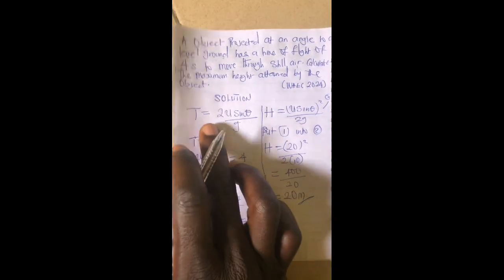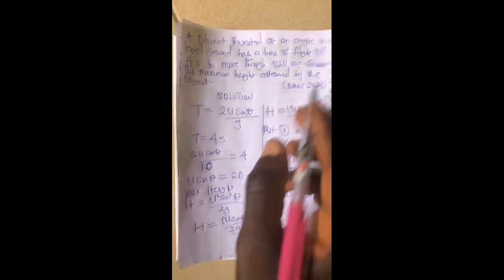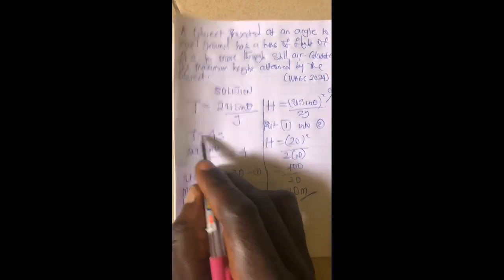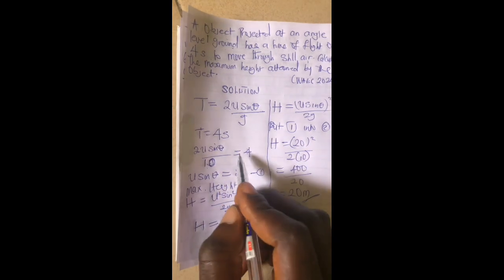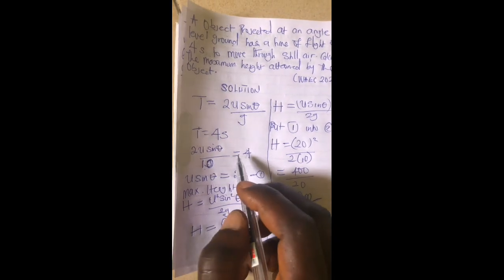First of all, we know that the time of flight is given by this equation, and it is given as 4 seconds. So we now put the time of flight into where we have t as 4 seconds, and then we cross multiply 10 times 4. You now divide both sides by 2, you now get this answer.